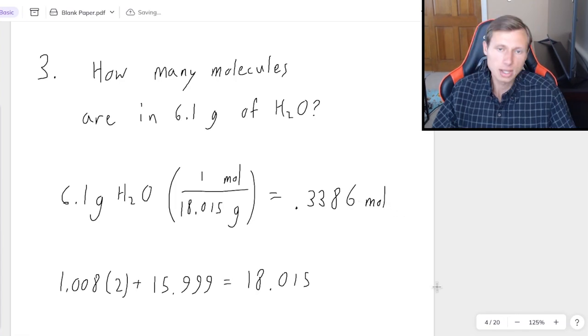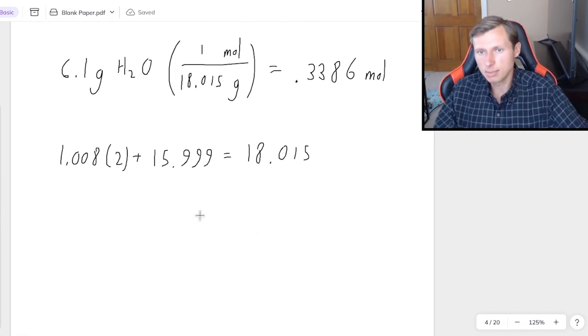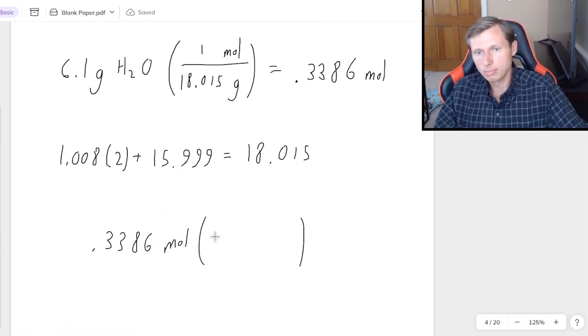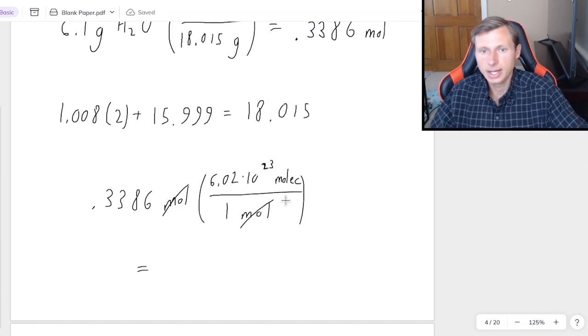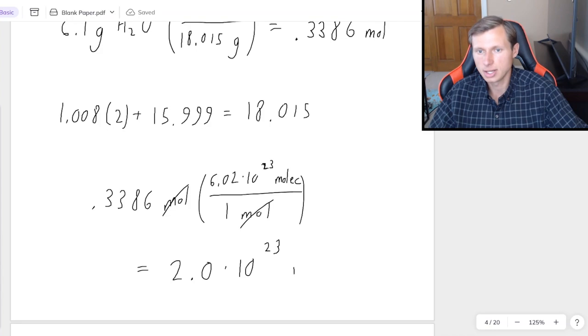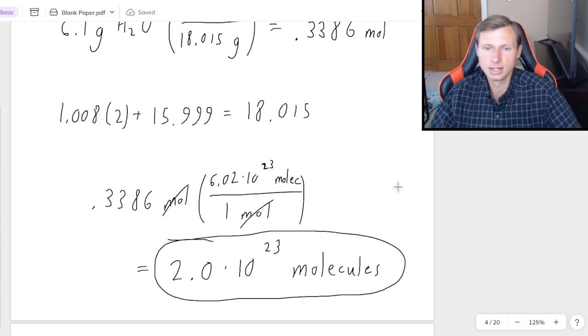And it looks like I get 0.3386 moles of water, which again, I take this number, 0.3386 moles, and I'm going to multiply by Avogadro's number, 1 mole in the denominator, and 6.02 times 10 to the 23rd molecules in the numerator. So then I plug that in my calculator, and rounding to 2 sig figs this time, because I only had 6.1 grams of water, which is 2 sig figs, I get 2.0 times 10 to the 23rd, and this is now molecules of water, and that is going to be my answer.